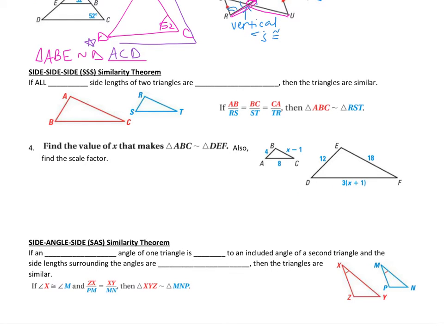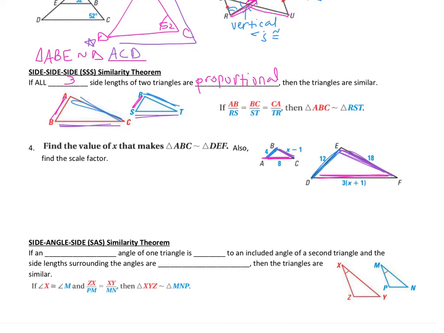The second similarity theorem is side, side, side, and that's if we have all 3 side lengths of 2 triangles are proportional to each other, then the 2 triangles are similar. So if we line up the different sides together and they are all the same ratio, then that shows that this is side, side, side. So in number 4, that's what we need to do. So we're going to line up all the different corresponding sides.